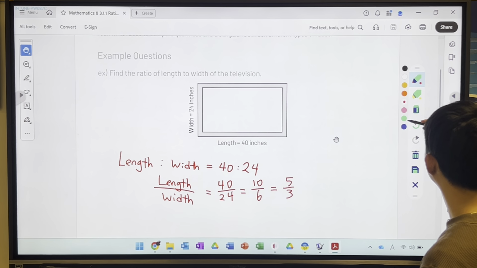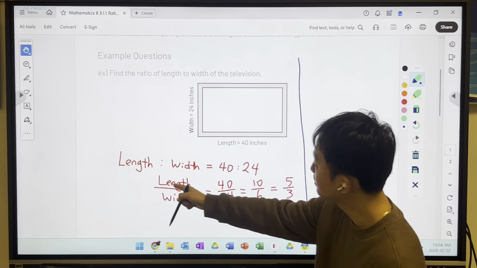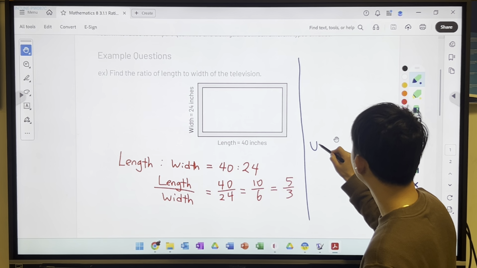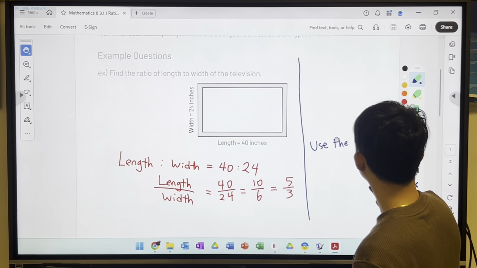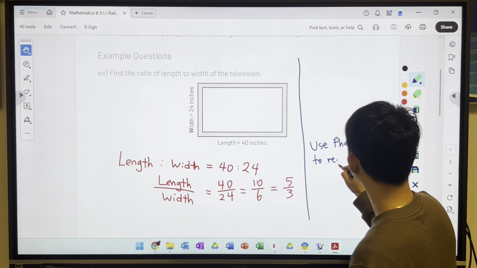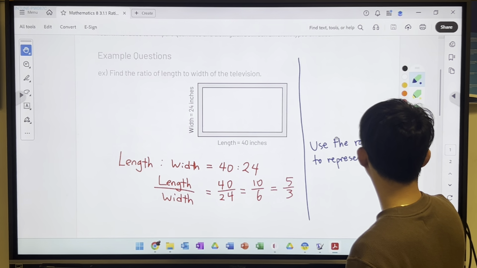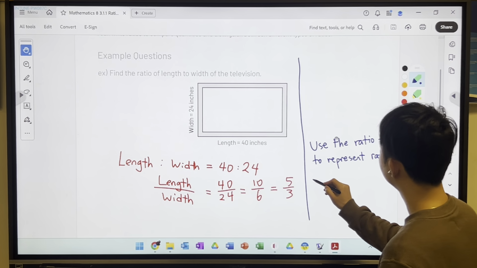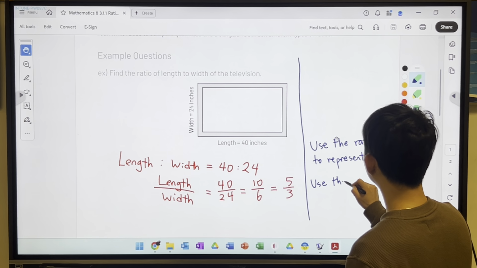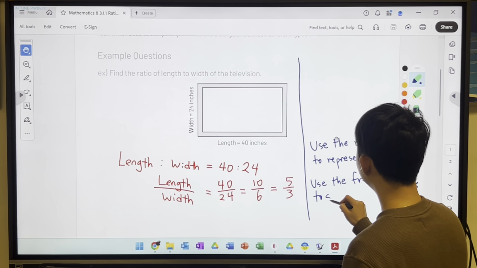Let's annotate the work here. So in this process, what we focused on is using the ratio form to represent the ratio. And also, we did use the fraction form to simplify the ratio.